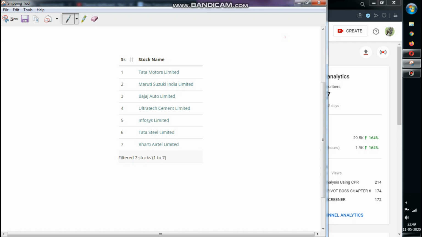And in the 7 stocks, I traded in Bharti Airtel and I took 1% from it. And among these 7, I think Bajaj Auto and Maruti have moved pretty well and the other things were not that much. And in Ultratech Cement, we did not get an entry also. So this is based on the 30 minutes breakout strategy.